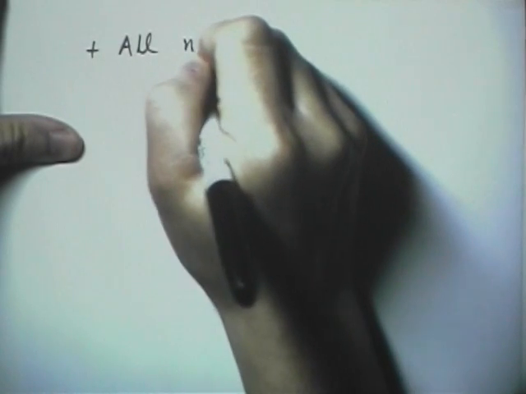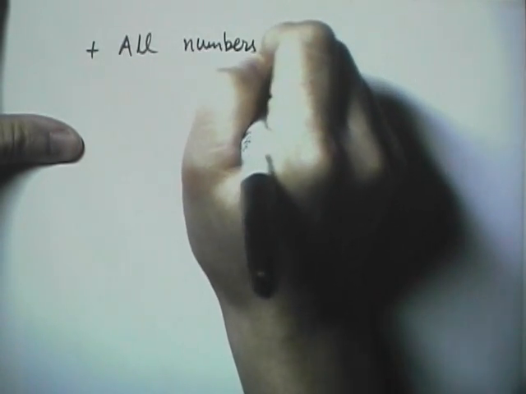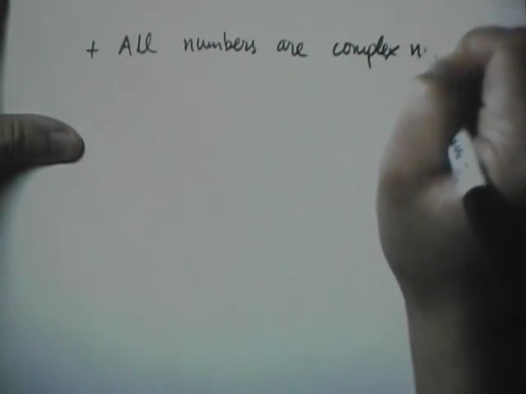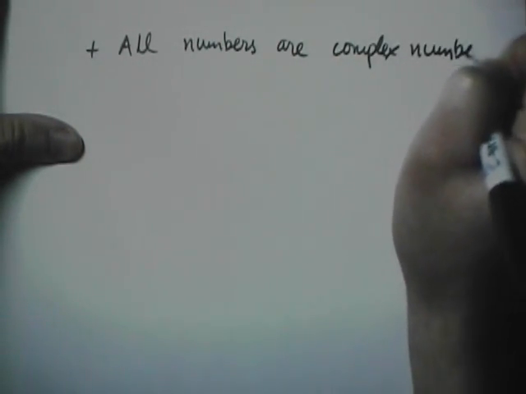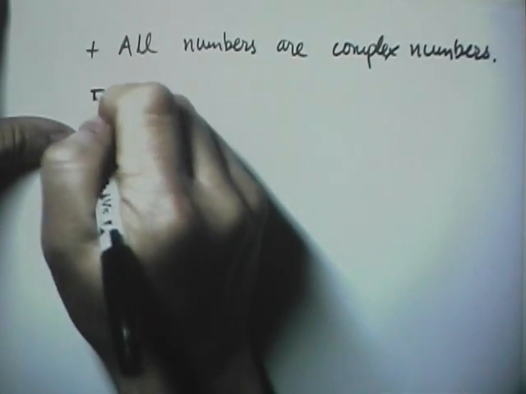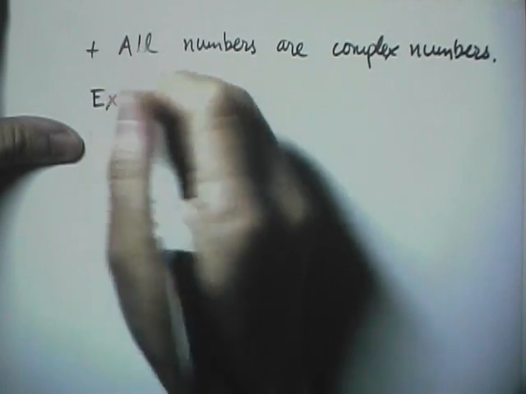Some of my students can already quickly recognize the rule to remember now: all numbers are complex numbers. All numbers now are complex numbers.